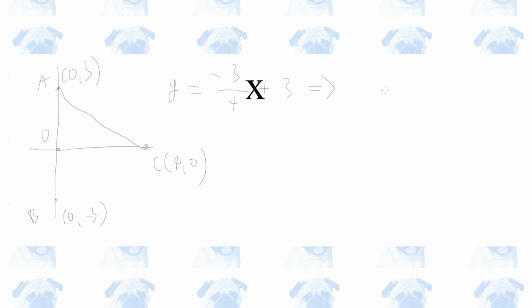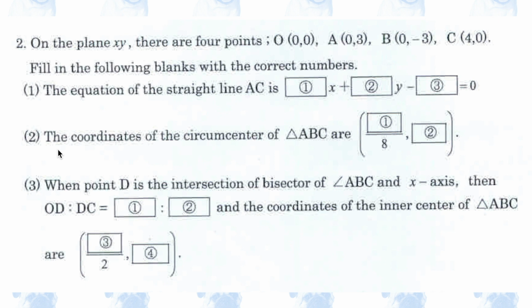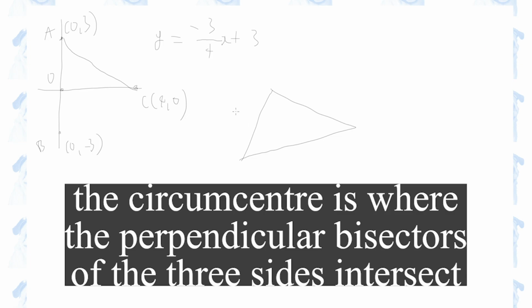Multiply each term by 4. Oops, I forgot to put in x there. Move everything around. 3, 4, 12. The next question. The coordinates of the circumcenter of the triangle ABC are this. You can get the circumcenter by drawing a perpendicular bisector of each side, like this and this. And the circumcenter is the point at which all the 3 lines intersect.